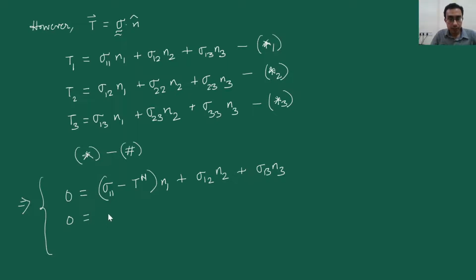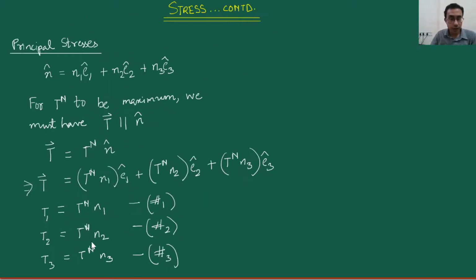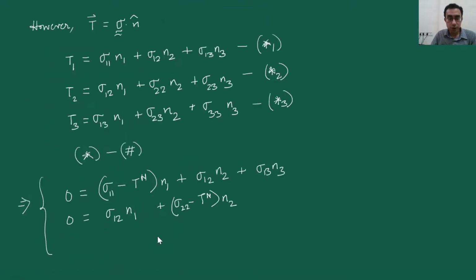Next, ∑12 N1 plus (∑22 minus Tn) N2, because you note that in #2 all that I have is a coefficient sitting with this N2, so that contributes here, and then ∑23 N3. And finally I have ∑13 N1 plus ∑23 N2 plus (∑33 minus Tn) N3, as you can expect.